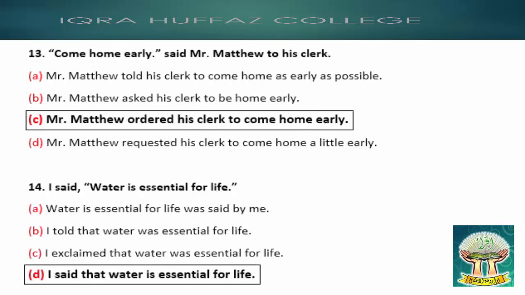Sentence number 13. Come home early, said Mr. Matthew to his clerk. Mr. Matthew ordered his clerk to come home early. Option number C is the correct option out of these four options. Then sentence number 14. I said, water is essential for life. Water is essential for life is a universal truth. We do not make changes in a universal truth. So the tense and the sentence would remain the same in the answer. I said that water is essential for life. So option number D is correct.